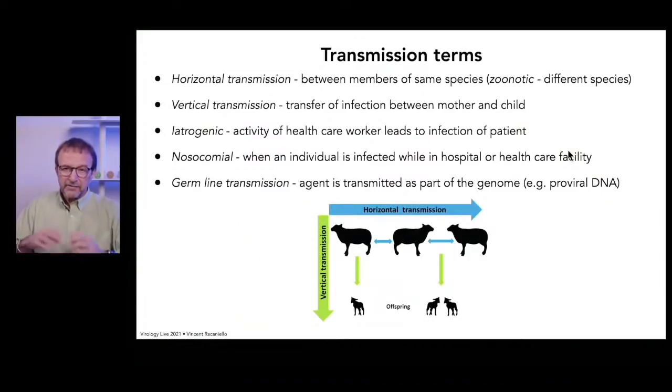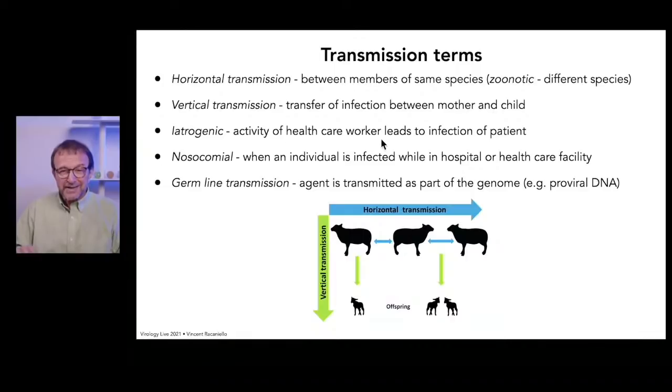transmission. And for transmission, we also have terms that you will see, you should know what they mean. We talk about horizontal transmission between members of the same species. If I give you my virus, it's being spread by horizontal transmission. If it is a different species, we call it zoonotic transmission. Vertical is between mother and child. It's a very special interaction, mother and child. It could be across the placenta or perinatally.